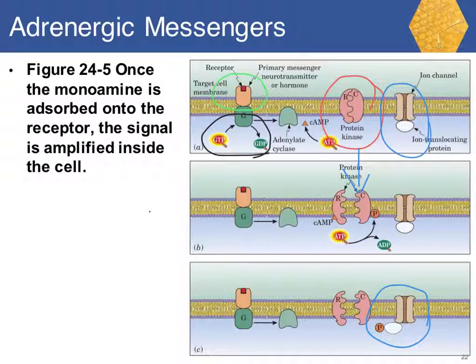So even though it says A, B, and C, all of these things are happening at once. They're just trying to show you the different steps. And it's gone over in much more detail in the textbook, but I just want you to understand the process of how this happens and how these adrenergic messengers, especially the monoamines, work.